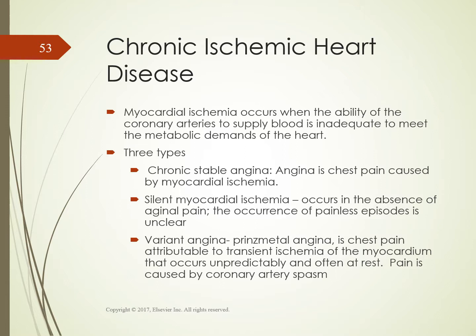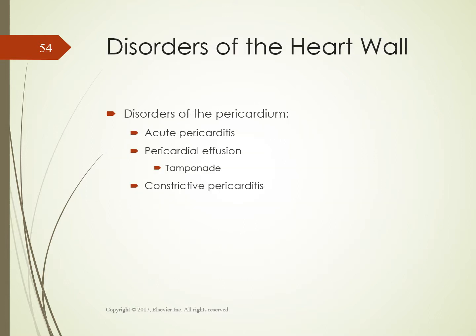Silent myocardial ischemia can occur with the absence of anginal pain, and the occurrence of painless episodes is unclear. Variant angina, or Prinzmetal angina, is chest pain attributed to transient ischemia of the myocardium that occurs unpredictably and often at rest. Pain is caused by coronary arterial spasm. Disorders of the heart wall include acute pericarditis, pericardial effusion, tamponade, and constrictive pericarditis.